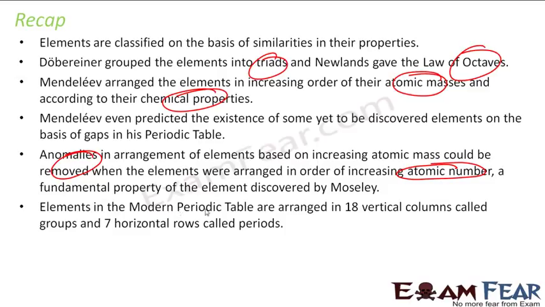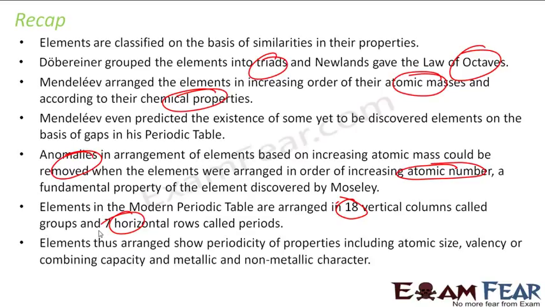In the modern periodic table, we have 18 vertical columns and 7 horizontal rows called periods. The elements thus arranged show periodicity of properties including atomic size, valency, combining capacity, and metallic and non-metallic character. All these properties show periodicity in the periodic table.